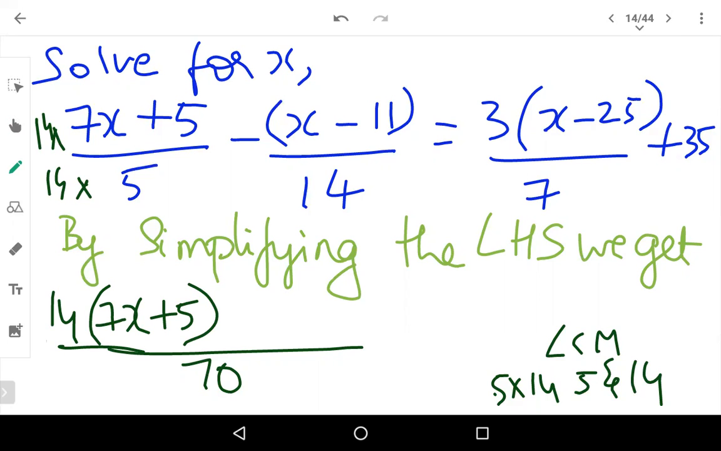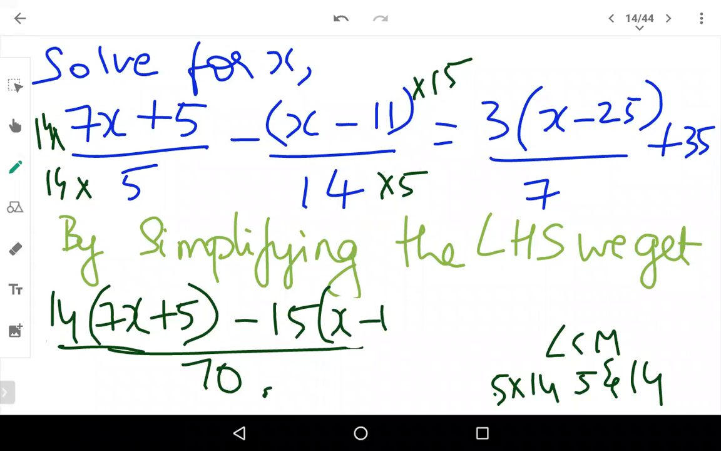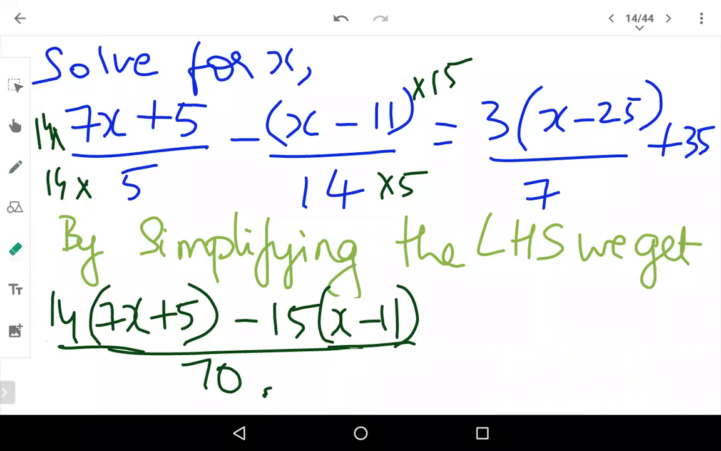Now on the other side, for 14, if I multiply by 5, I get 70. So when I multiply some number for the denominator, I should also multiply it for the numerator. So what do I get? Minus 5 into x minus 11. So this is the first step of simplifying the LHS.